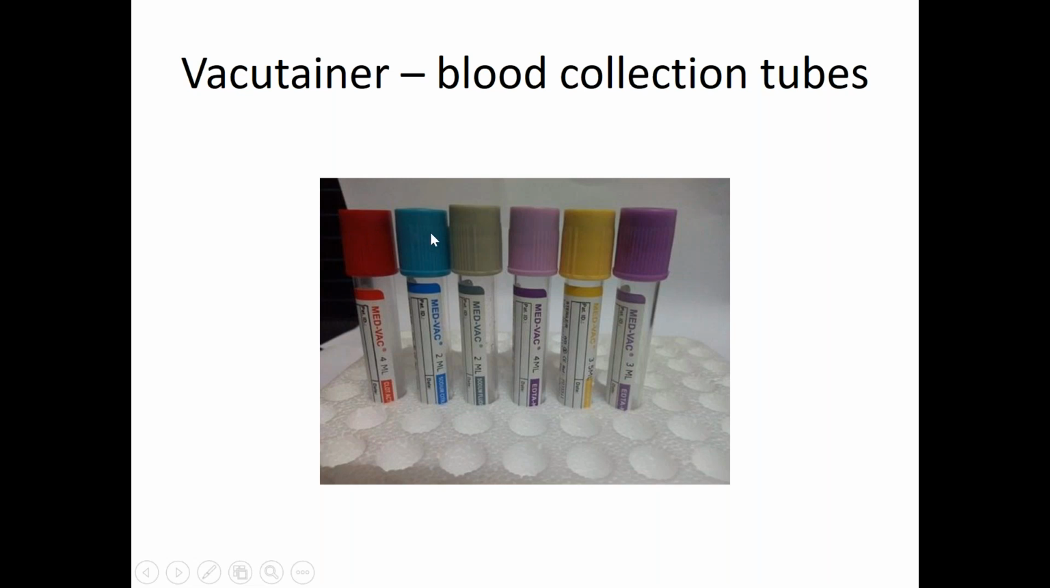And this blue is for the coagulation profile study, and sodium citrate is present as the anticoagulant in this blue citrate vial. And the gray one is for the plasma glucose, and this purple is the EDTA vial. And this yellow, there is no anticoagulant present in this yellow vial, so this can be used for the serum study.